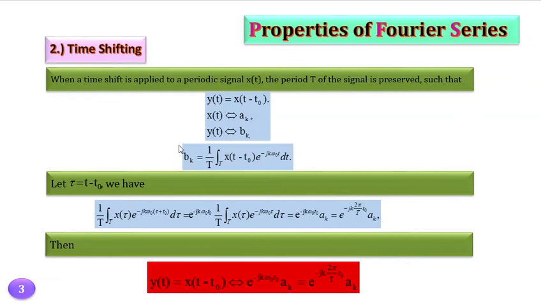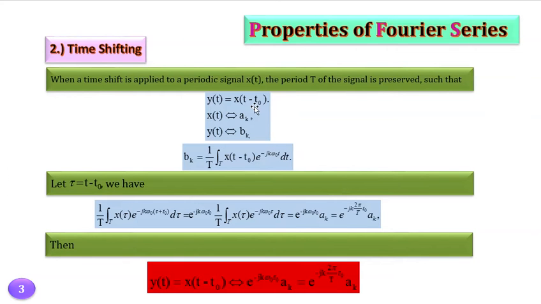This time shifting property is probably the most important property amongst all of these things that you need to keep in mind. It says that if your signal x of t was shifted by a value t0 in time, your coefficient a_k will become e to the power of minus jk omega naught t naught times a_k.